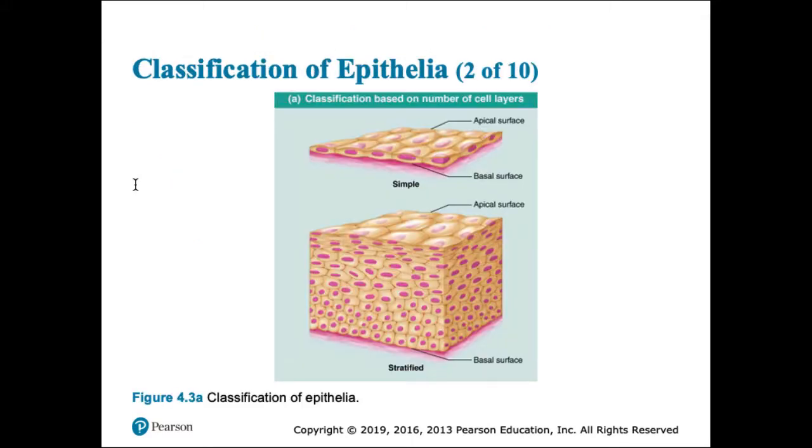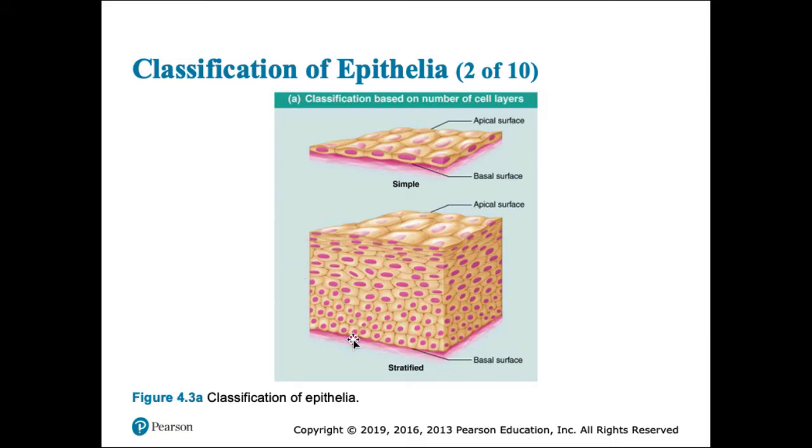Now, we do have some classifications of epithelia, basically by the number of cell layers. We have simple and stratified. Simple is just one layer, where you have the apical surface on one side, then that cell, and then the basal surface on the other. Just one layer.